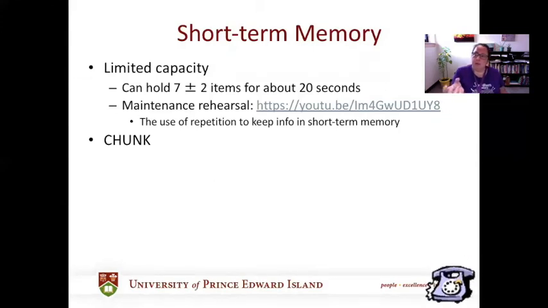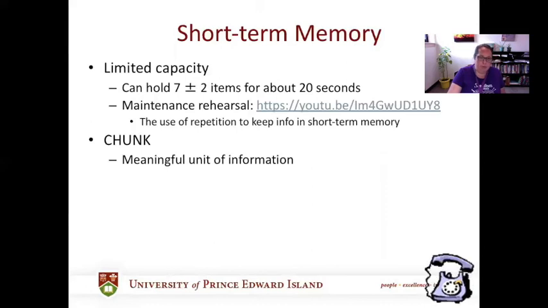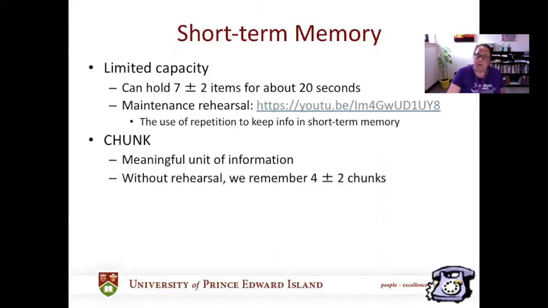So that way we can remember a larger number. That's why when we have our Visa numbers, they're chunked into 4 or different amounts of numbers. And this improves our short-term memory span by a bit of information. What we want is a meaningful unit of information, and without rehearsal, we can remember 4 plus or minus 2 chunks, which gives us a lot more information. With training, people can increase the size of the chunks, so you're remembering large quantities of material.